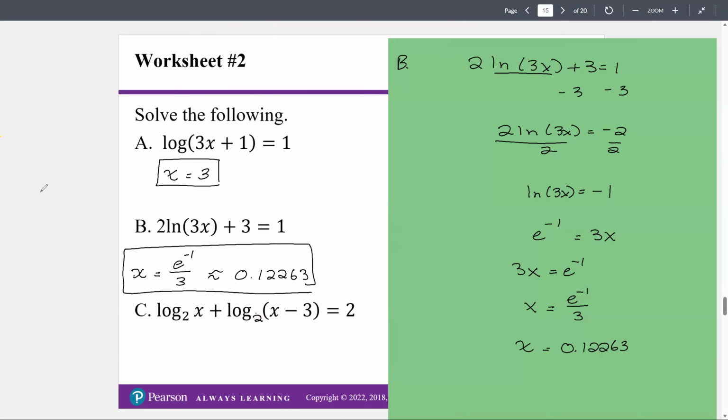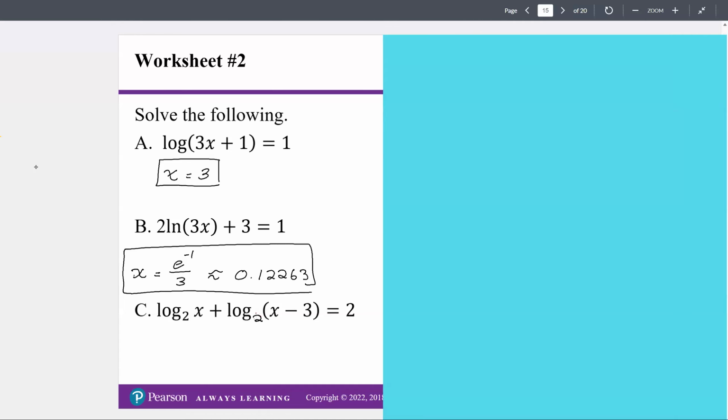All right, let's do this one more time. So we're going to do C. Log base 2 of x plus log base 2 of x minus 3 equals 2. So we are going to combine this to a log base 2 of x times x minus 3 equals 2.